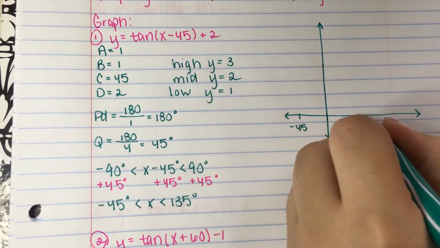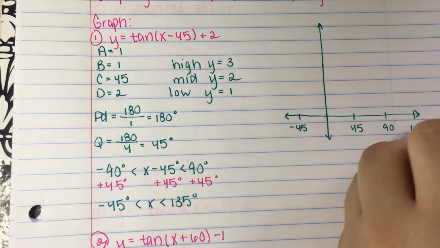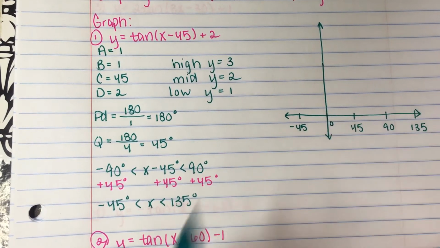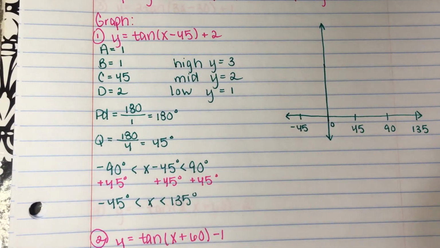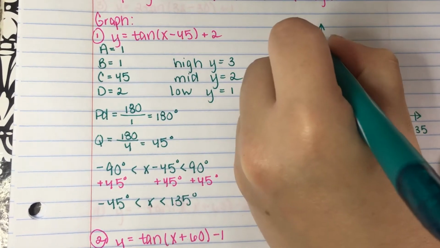So I add 45, I add 45, I add 45, I add 45. And then I should count here. I got 1, 2, 3, 4, 5. And I could put a little 0 there. 1, 2, 3, 4, 5. And then I got my low point, my midpoint, and my high point.